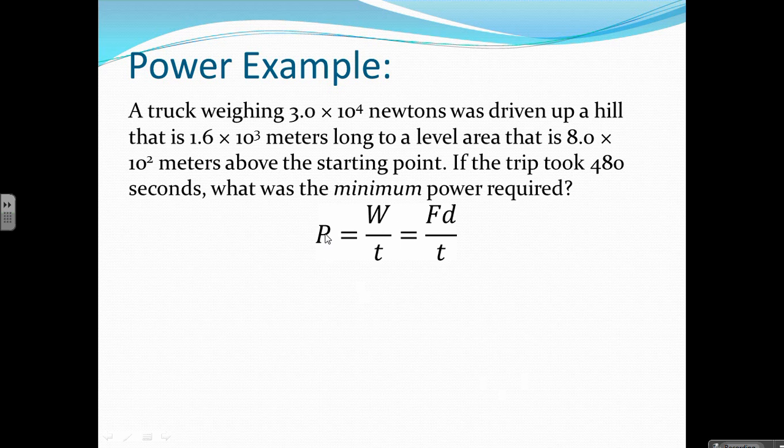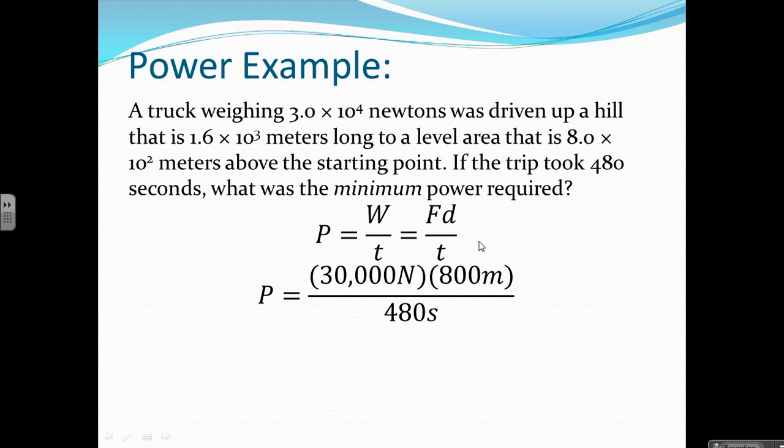In this scenario, we have power equals force times displacement divided by time. Our force is going to be the force of gravity times the change in height. The work done against gravity solely depends on the change in height. So the change in height in this scenario is 800 meters. And that's what we use, 30,000 newtons times 800 meters, our weight times our displacement, divided by the time it took, and that yields 50,000 watts.